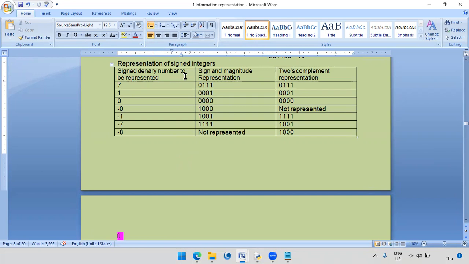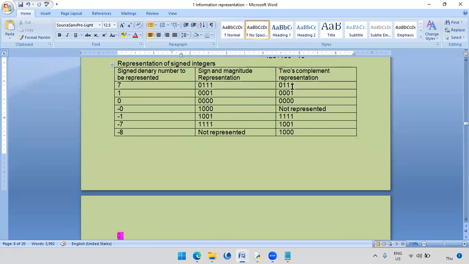Signed denary number to be represented: 7, 1, 0, minus 0, minus 1, minus 7, minus 8. Sign and magnitude representation uses the first bit for the sign, and the rest is for the size or value of the number. So if this is 0, that means positive, and 7 is 1, 1, 1. Remember, 4 plus 2 plus 1 is 7.